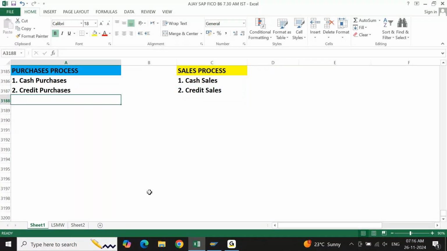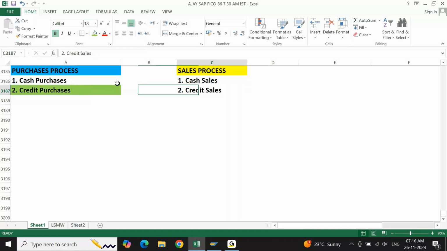Now, when you're talking about cash purchases, it is nothing but purchasing and paying on the spot. You're purchasing and paying at the same time. Cash sale is nothing but you're selling and receiving the cash on the spot or at the same time. But in any organization, in any company, which sales and purchases are more, cash or credit? Credit. Credit are more. Let me highlight this with green.